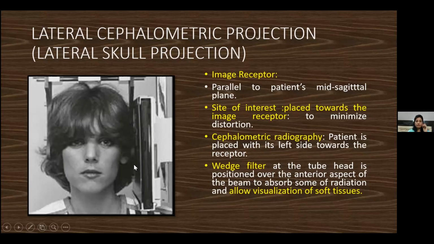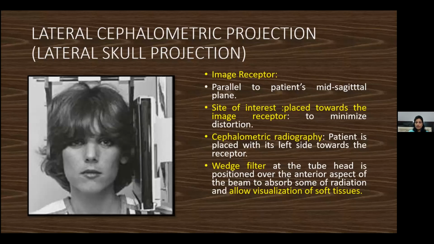And for soft tissue, everybody knows that for ceph we also have soft tissue landmarks. So just to see the soft tissue landmarks clearly, this is one extraoral projection in which a filter is placed. What filter? Wedge filter, right? So we place a wedge filter in ceph. It has to be placed on the left side, close to the lateral aspect, and the image receptor is parallel to the mid-sagittal plane. So for positioning, you have to remember 3 points.